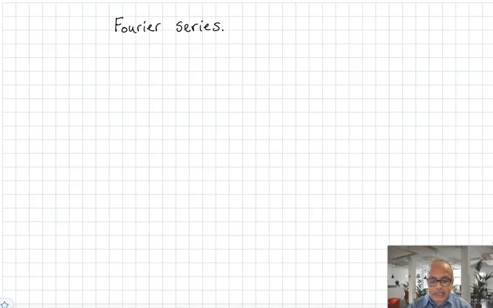Okay, this lecture is about Fourier series. So we have a function f of x which is defined on the interval minus L to L, and you can think of f of x as a continuous function or even maybe a piecewise continuous function. We will expand f of x in terms of sines and cosines.